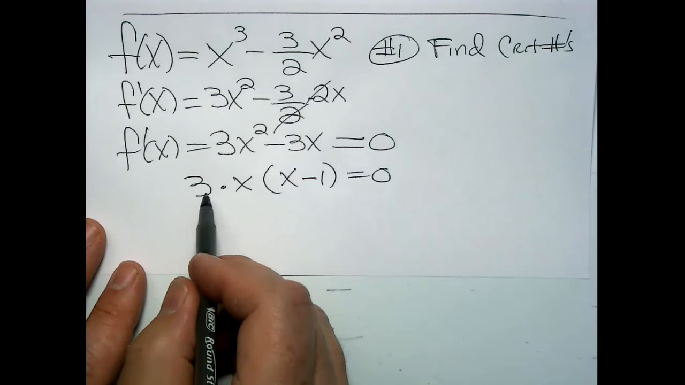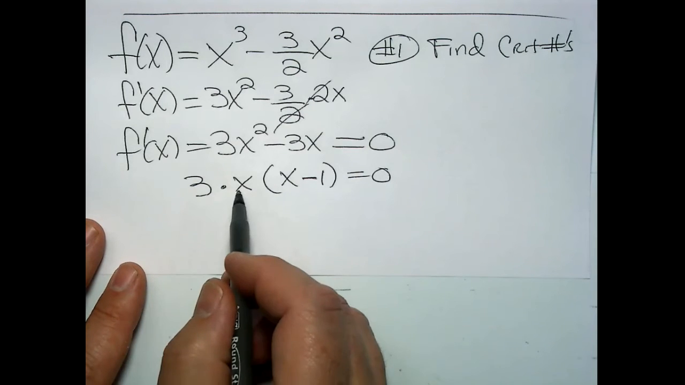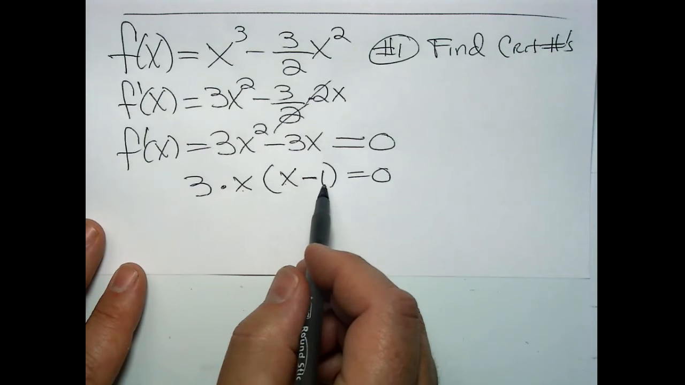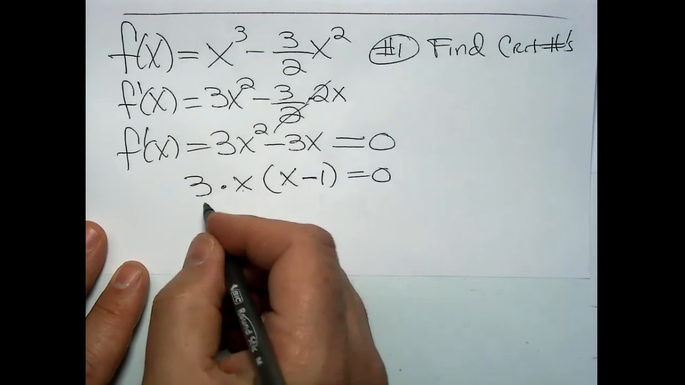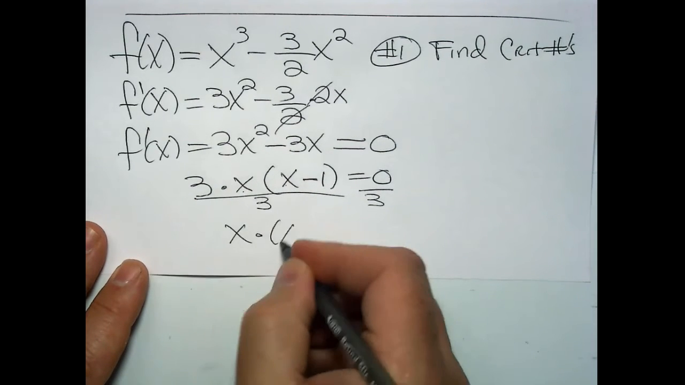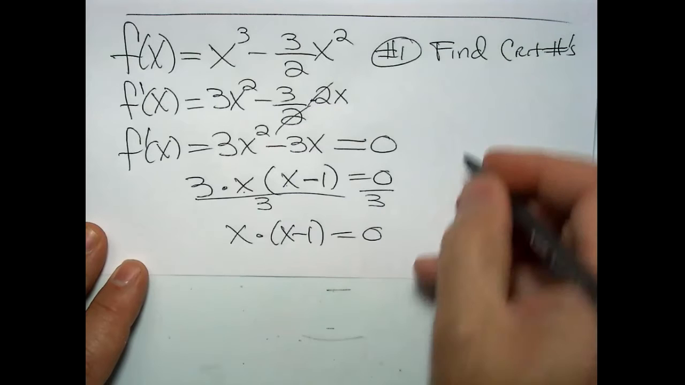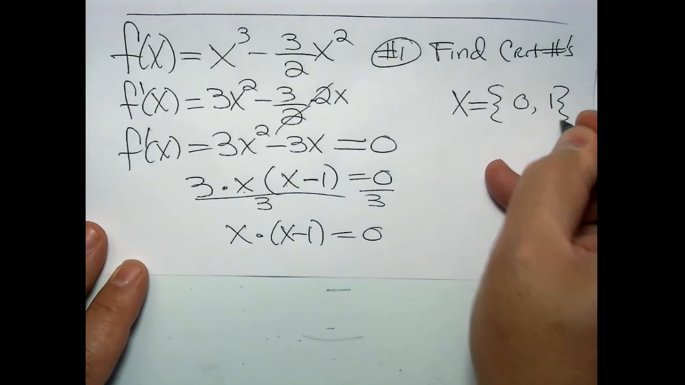There are some people that tell me that 3 is a critical number. That is not true. If I put 3 in, I'm going to get 3 minus 1 is 2, times 3 is 6, times 3 is 18, not 0. In fact, 3 is irrelevant to this problem. Let's get rid of it. So my critical numbers are x equals 0 and 1.